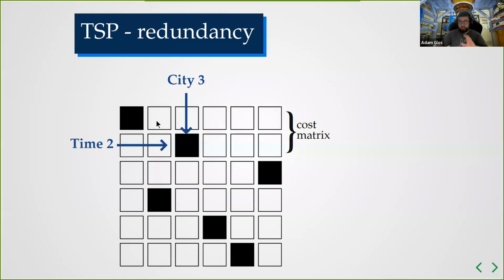Each bit is represented as a square, and a black square means that we assign value 1 to this bit. If the bit, say, in the second row, third column, has value 1, it means that it visits city 3 at time step 2. So, for example, at time 1, it starts in city 1, then goes to city 3, city 6, city 2, city 4, city 5, and we need to go back, so we go back to city 1.